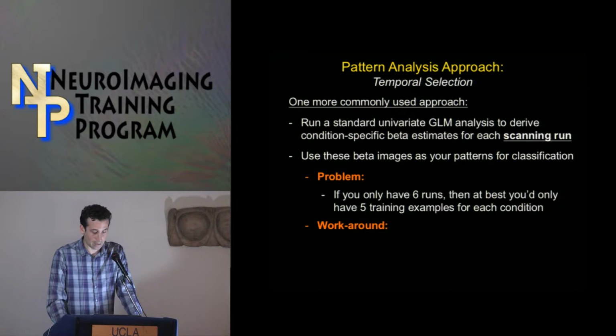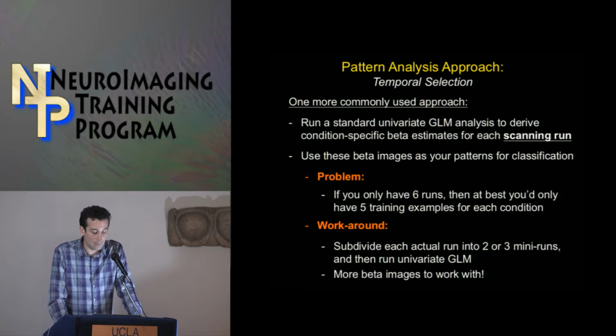Okay, so the problem is that if you have few runs, unless you're going to break your runs into half and do pseudo runs, you don't have a lot of training data to give your classifier. So you could divide your data into mini runs.